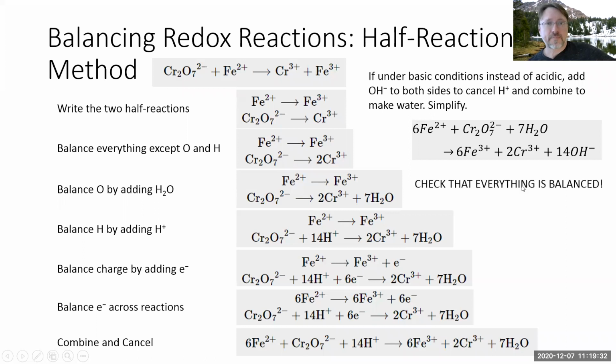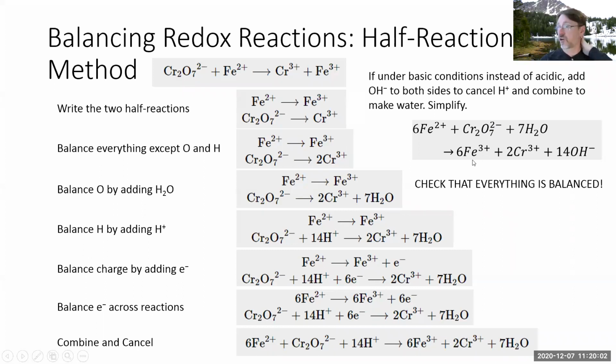Okay. And then it's always a good idea, because these can be complicated, to check that everything's balanced. 6 irons, 6 irons, 2 chromiums, 2 chromiums. Count up the oxygens. You've got 14 plus 7, so 21 oxygens here. Nope, I didn't do that right. I was counting 2 of that. So 7 and 7 makes 14. There are 14 here. Hydrogens, we've got 14. We've got 14 hydrogens. So everything there works.